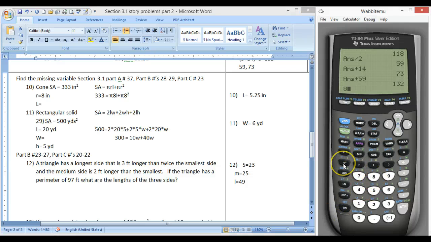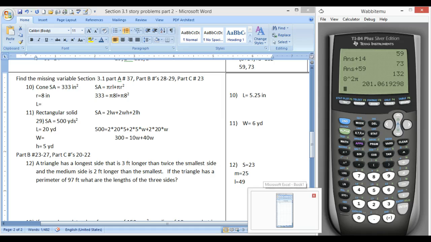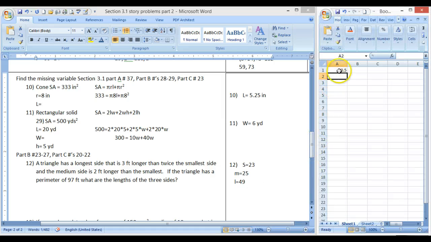8 squared on my calculator. Here's my squared. If you don't have that, you can use your caret button, raise it to the 2. Or if you just have a scientific calculator, some of you will have a button that has a y to the x. That's also your exponent button. Then I need to times it by pi, which is over here, and I get 201.